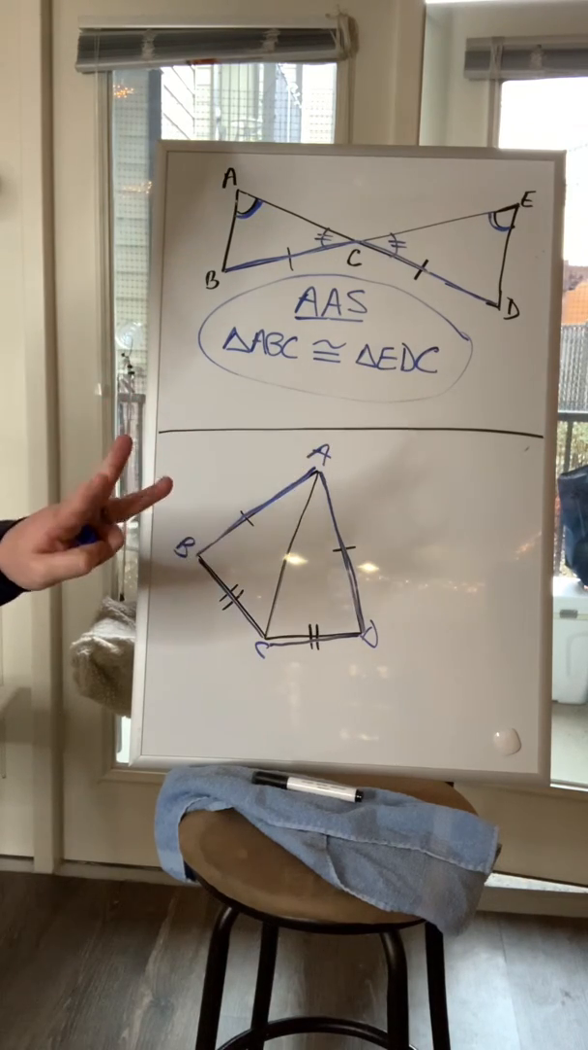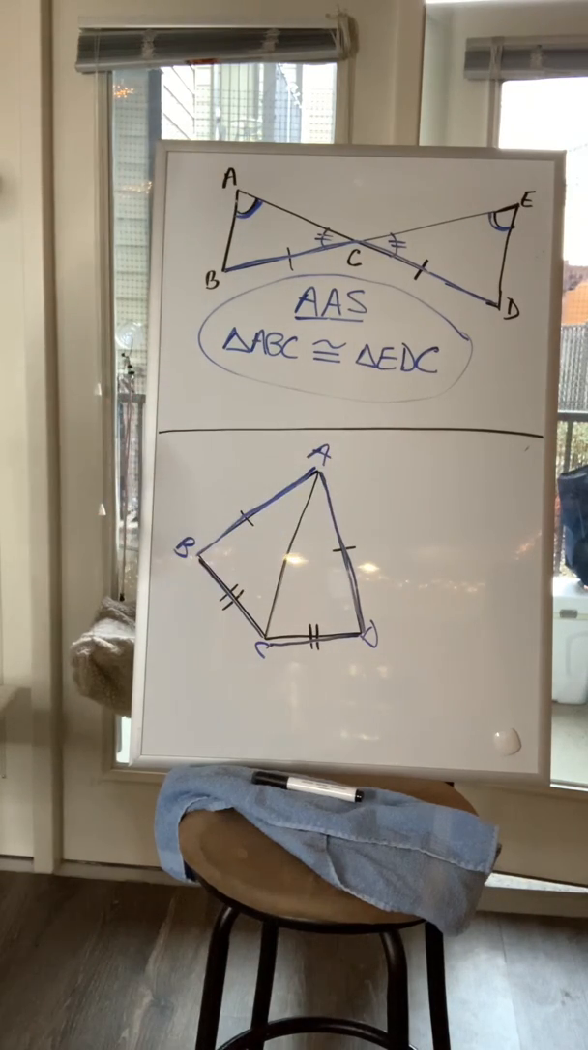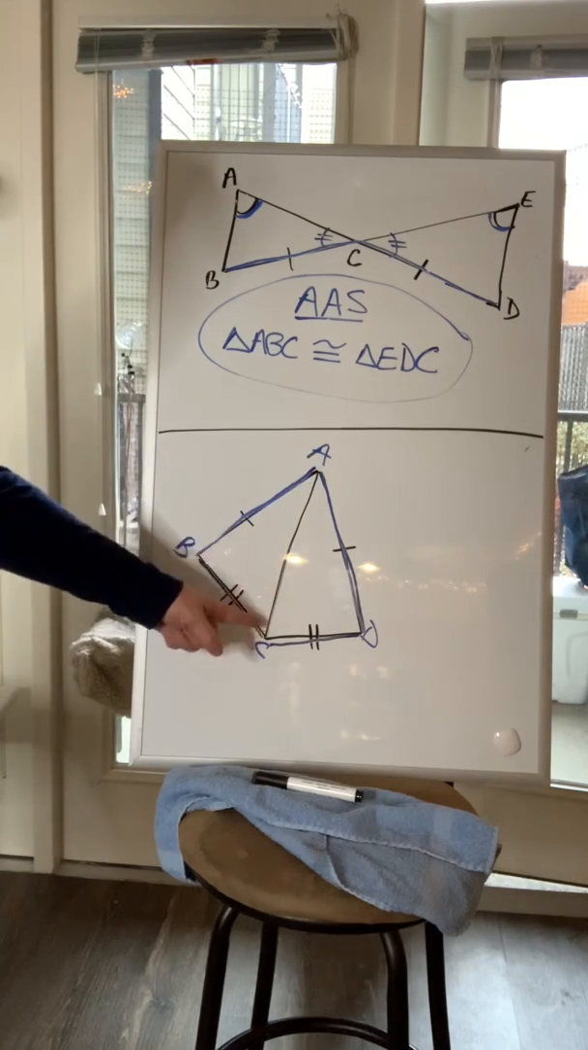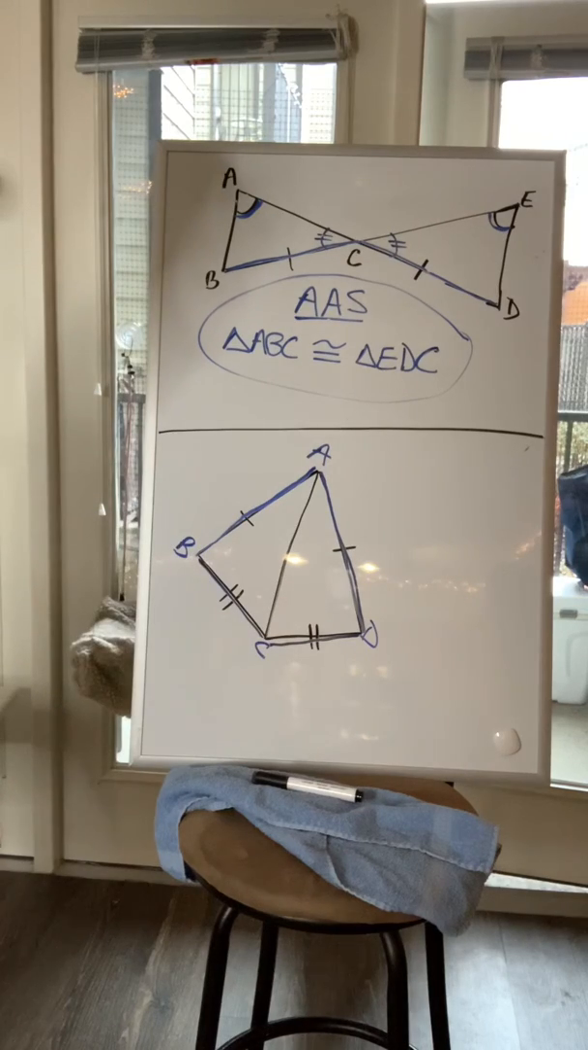But again, remember, I always need 3 pieces of information in order to prove that they're congruent. Well, what other piece might I have? How about this side right down the middle that the two triangles share, right?